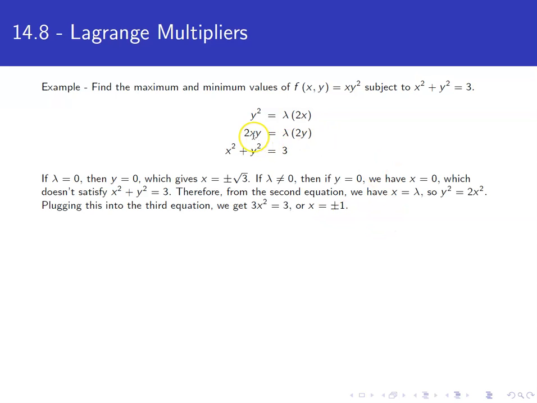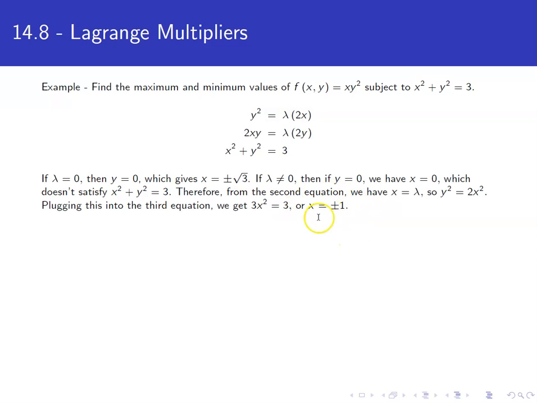What that means is that from the second equation here, we can divide both sides by y. This is the whole reason why we needed to make sure that y was not equal to 0. Divide both sides by y and divide both sides by 2, we get x is equal to lambda. If x is equal to lambda, then y squared is the same thing as 2x squared from the first equation. So now we have a relationship between x and y. We can plug that into the third equation. That gives us x squared plus 2x squared, or 3x squared, equals 3.